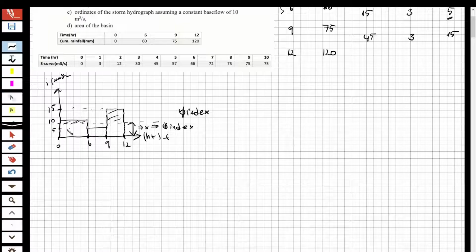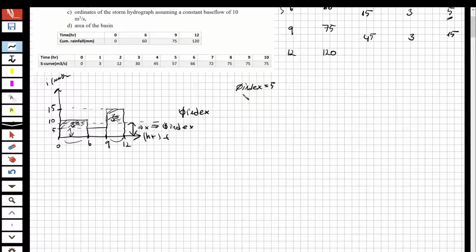For example, if it is at 5, okay, this is the phi-index if we assume. Until that point, it's going to be 10 minus 5 multiplied by 6, and this area is going to be 30, right? And this area, 15 minus 5, 10 multiplied by 3, is going to be 30. And 30 plus 30 is 60. So that means that our assumption is correct. The phi-index is 5.